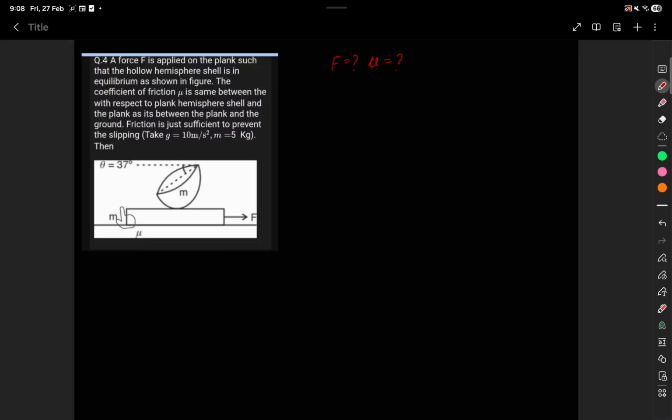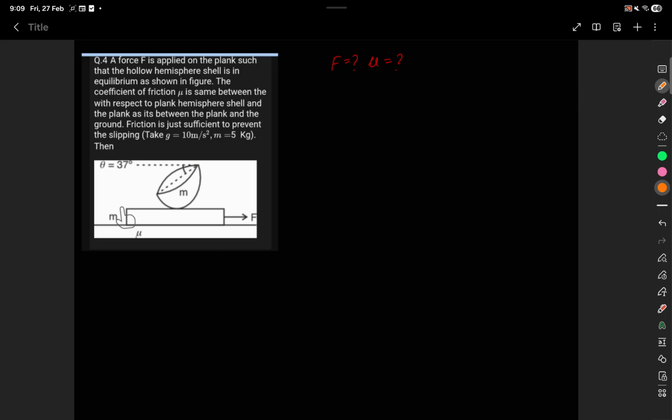So here is a good question. A force F is applied on the plank such that the hollow hemispherical shell is in equilibrium as shown in the figure. The coefficient of friction mu is the same at both surfaces. Here the mu and here the mu both are same, and the plank friction is just sufficient to prevent the slipping. So you need to find out the force and mu for this case.